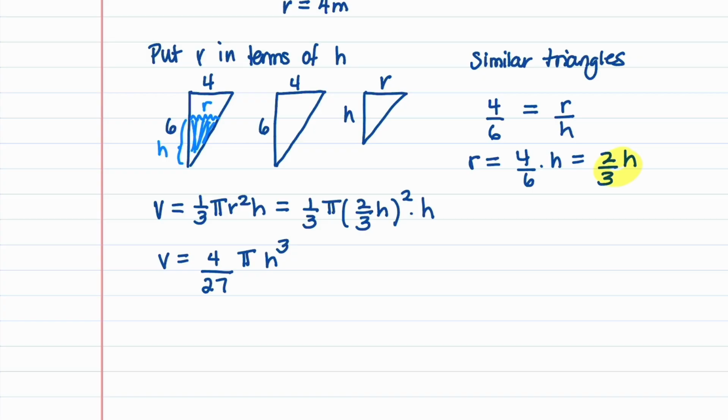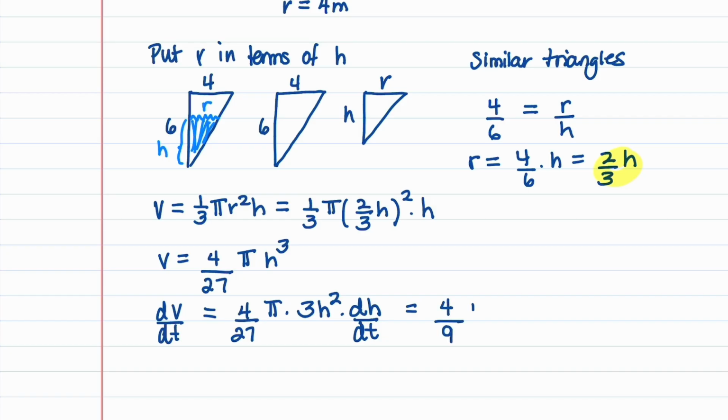Now we can take the derivative. We have dV/dt on the left, and on the right, we have 4/27 π times 3h squared times dh/dt. Let's go ahead and cancel that 3 out. This then is 4/9 π h squared dh/dt.